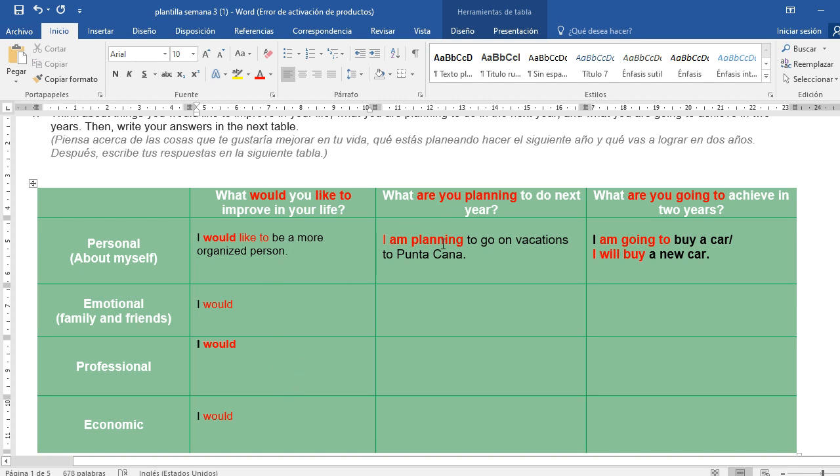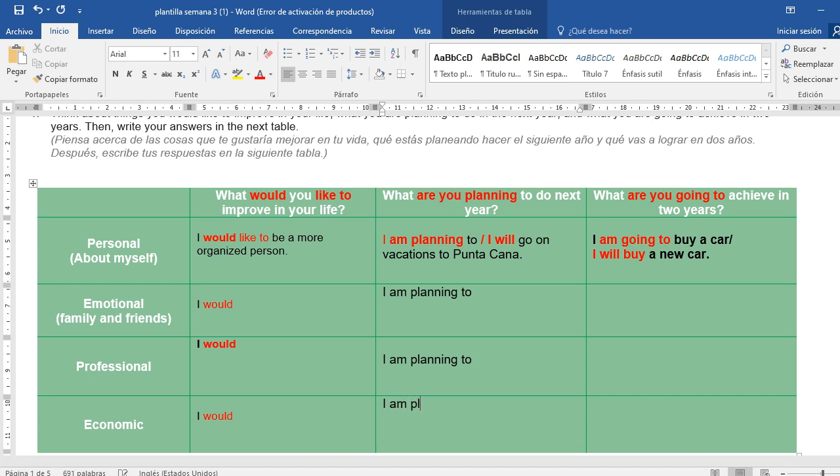Then under the second column, we have, what are you planning to do next year? So, I am planning to go on vacation to Punta Cana. I am planning, or you may say, I will. And I'm planning to, or I will go on vacation. So again, all the answers must say I'm planning to. So don't forget to write this. Otherwise, I will penalize if you don't write this expression.